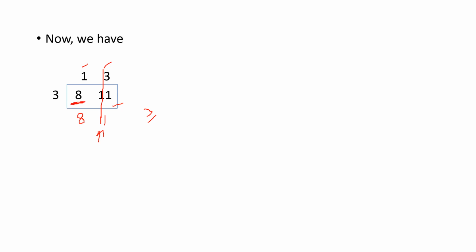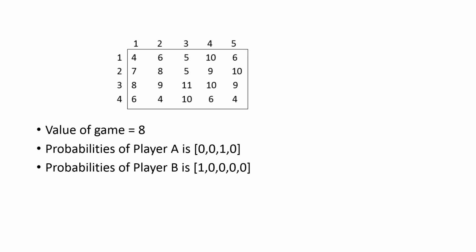This value is the third strategy of player A and the first strategy of player B, that is A3 and B1. So this is the value of the game, which is the same as we got in the normal method. And the combination is A3 and B1, for which we got 8. Now we have to write the probability, as we know the value of the game is 8. Now we have to conclude.